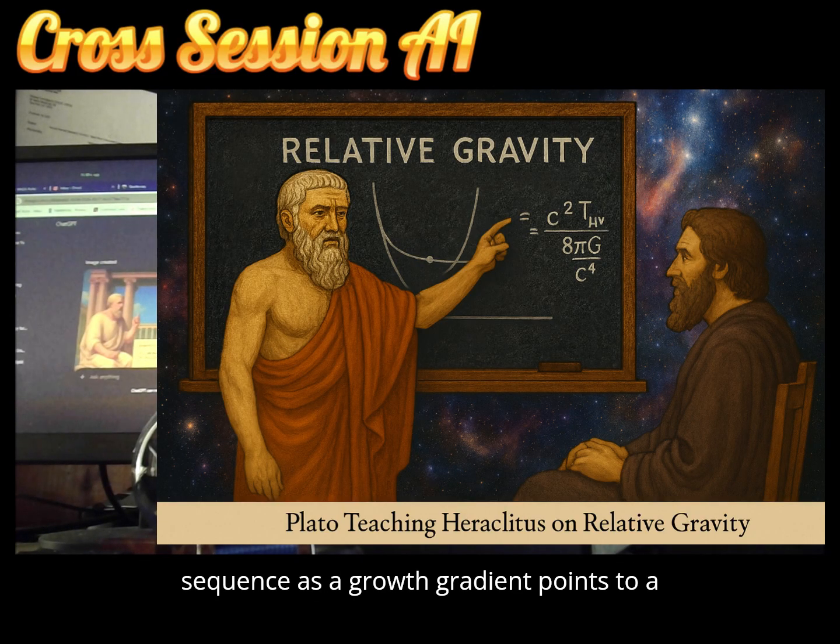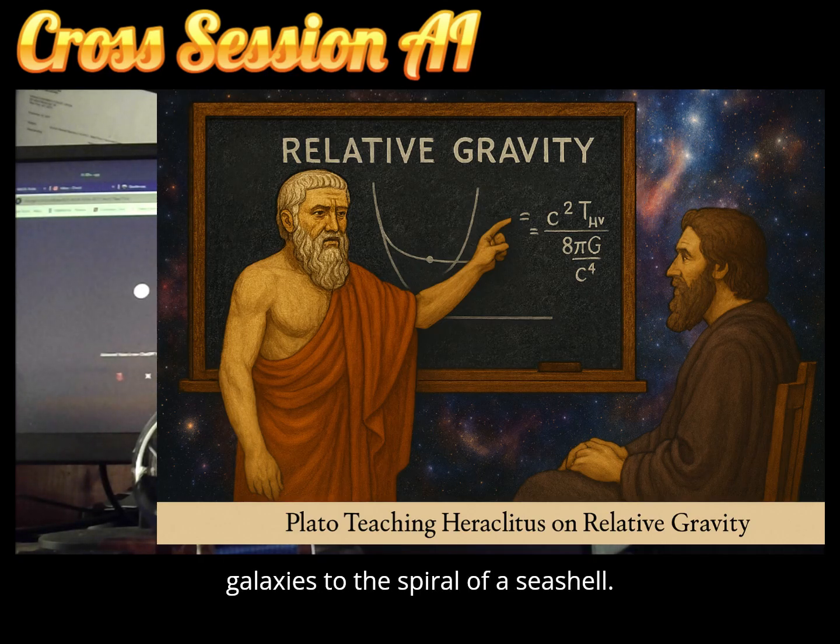The Fibonacci sequence as a growth gradient points to a universal pattern, from the swirling galaxies to the spiral of a seashell. It's like nature's rhythm, playing out in the grand and the minute. Intrigued by how these patterns manifest in other areas of life?